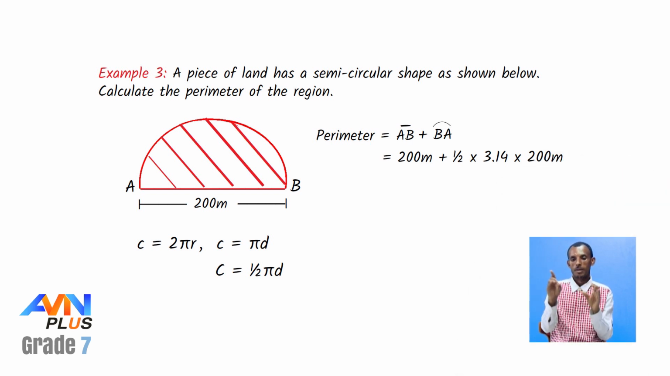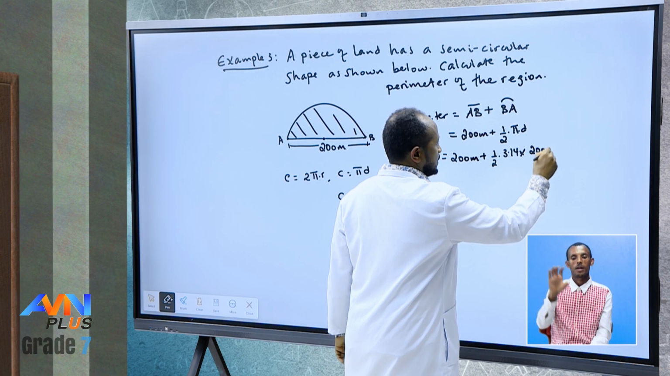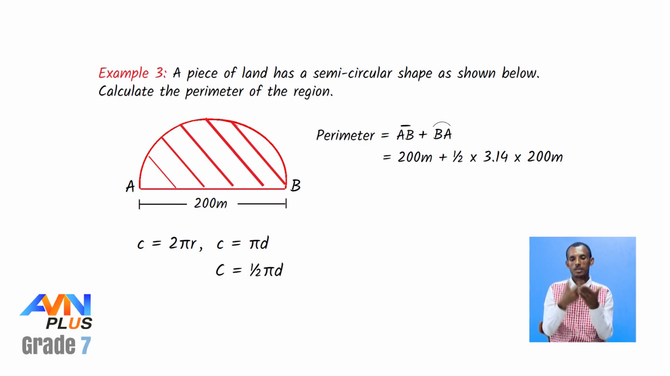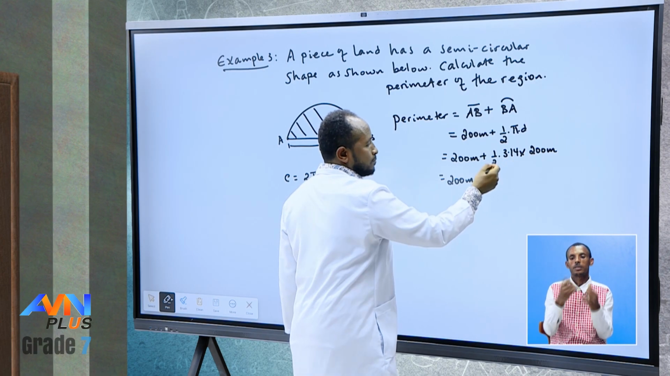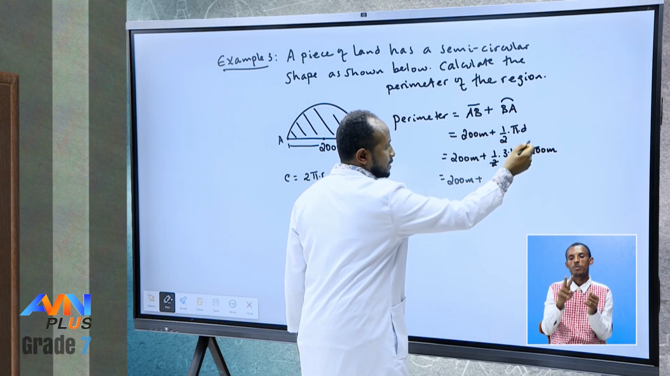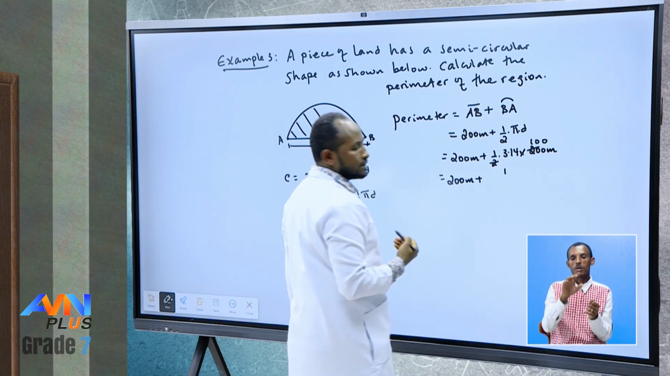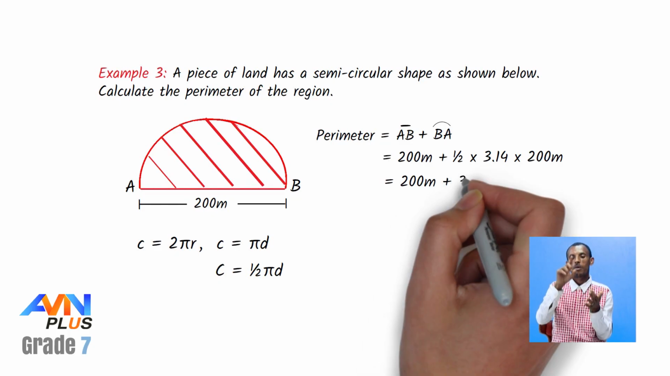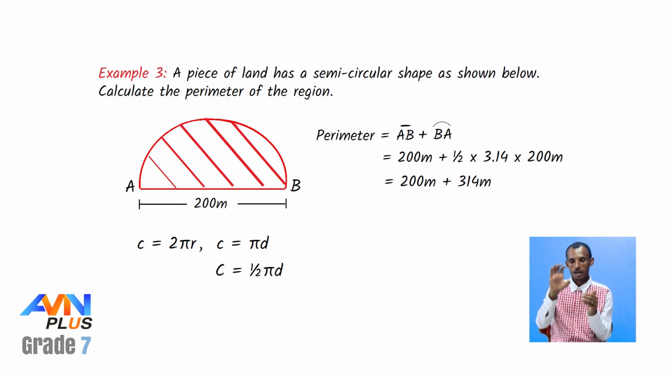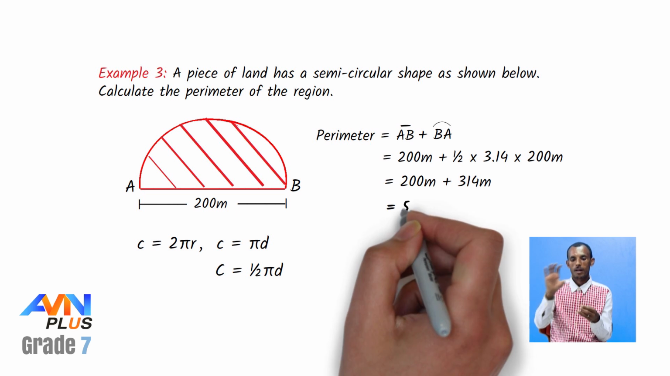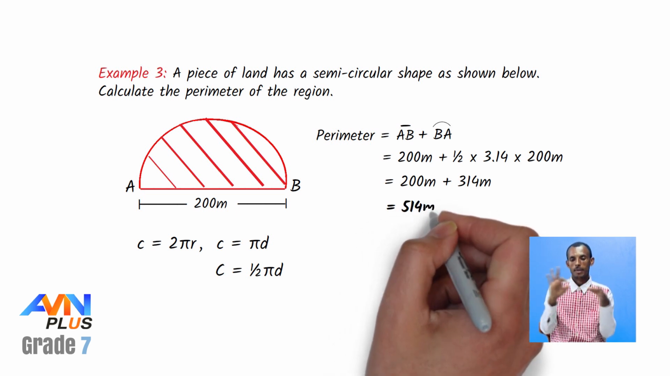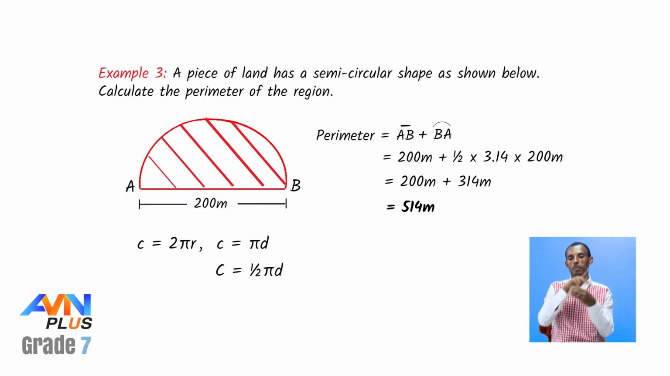In this case, this one is a diameter. Since it is a semicircle, this length will be the diameter, so 200 meter. Therefore, this will be equal to 200 meter plus, I can divide these two by 2, 1 by 2, it is 100. 100 times 3.14 gives us 340 meter. So adding these two, you will have 540 meter, which is the perimeter of this region.